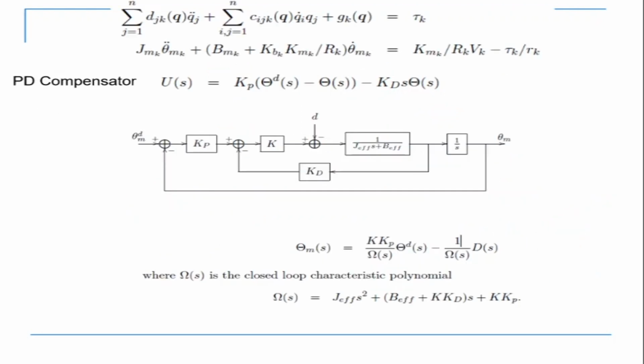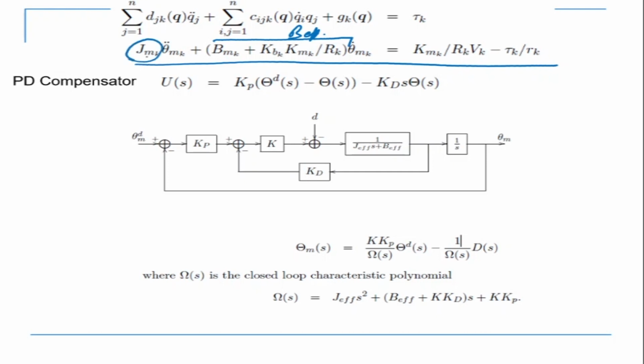So first we'll look at a PD controller. My equation comes out of this form. I call this B effective, combining all of this. So we have Jm effective, which is the inertia, then B effective, which is the damping, and on the right hand side I can call this K. I combine it and call it K, and we have Vk, which is the input voltage, minus tau L by R.